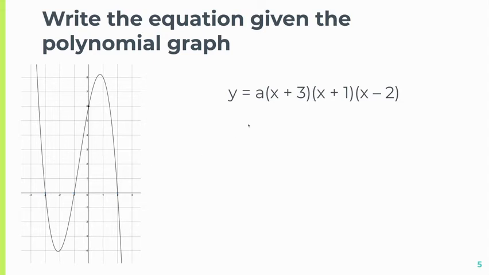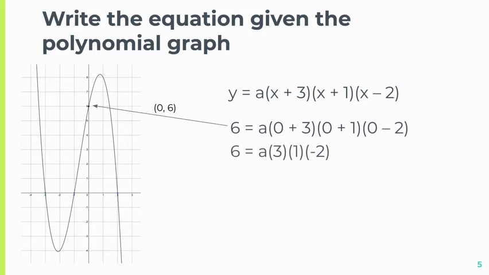And then I put an a out in front because I can see another point on my polynomial. This is just to make sure that I don't have a stretch factor other than 1. And so I'm going to plug in the point that I see, which is (0, 6). Plug in the 6 for y and the 0 for x. When I multiply that through, I get 3 times 1 times -2, which is -6. I'm going to divide both sides by -6, so I get my stretch factor to be -1. So all I did was flip my graph. I don't have a stretch that makes my graph skinnier or wider. So the final answer is y equals -(x plus 3) times (x plus 1) times (x minus 2).